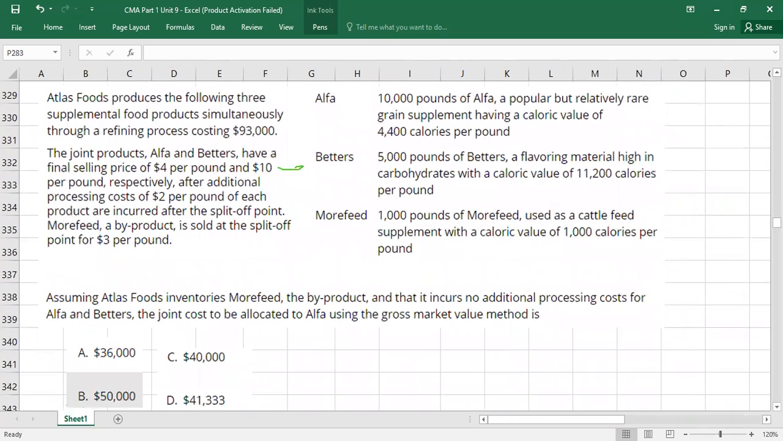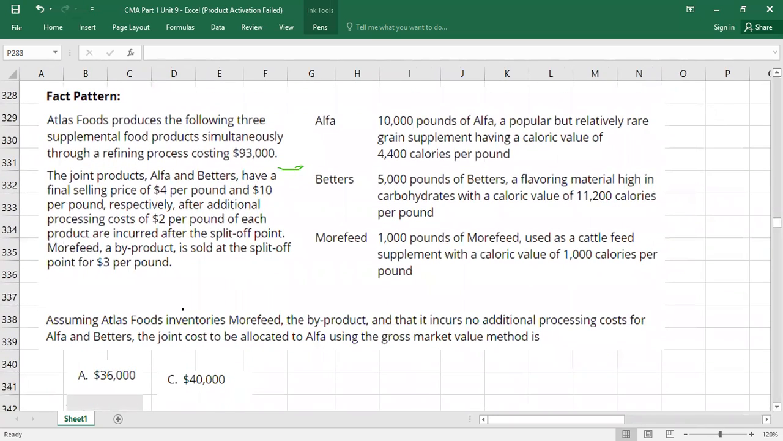Then we have one more question. So here what do you have to calculate? Same question, the data is the same. Assuming Atlas Food inventories the mofeet. Now you are inventorying. Okay? It means if your common cost was 93,000, say the byproduct was 1000 times 3, it will be 3000, so the remaining is 90,000. If it is inventoried, this value will be allocated.